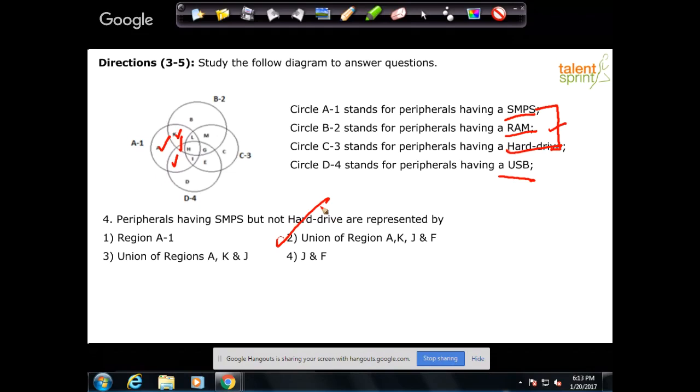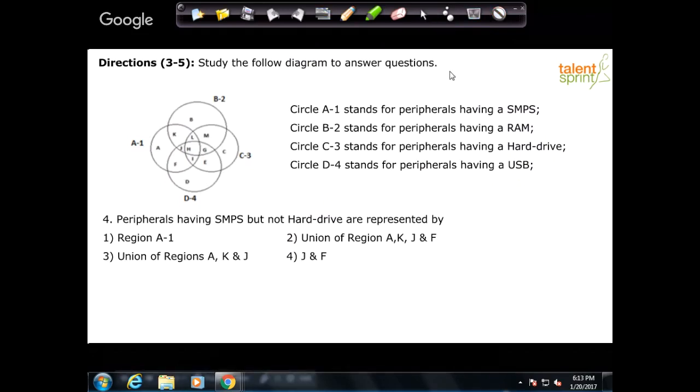The answer, boys and girls, here is 2. I repeat, the answer here is 2. F, J, K, and A are all included. If you zoom into the diagram and see when they tell us to see the parts that include SMPS but not hard drive. So yes, the answer that follows is 2: A, K, F, and J.